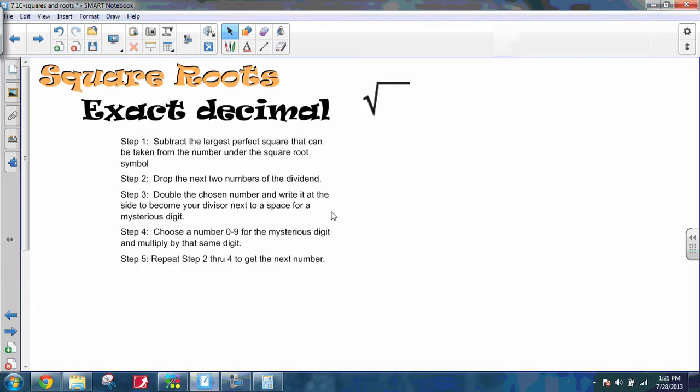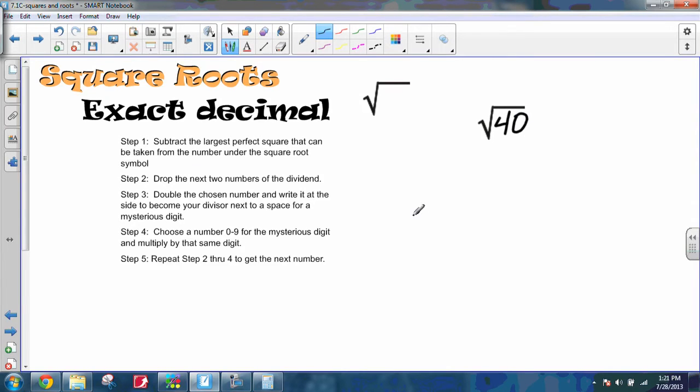In this video we will find the exact decimal of square roots. Below are the procedures listed. We will illustrate them step by step as we solve our example problems. So let's get started. Let's say we want to find the exact decimal of the square root of 40.